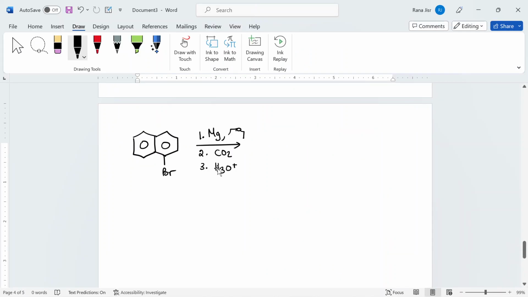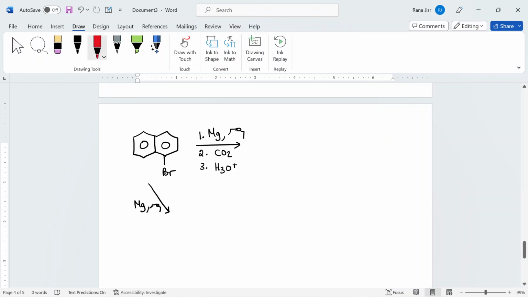This is called a multi-step reaction. This is step 1, step 2, and step 3. The way that you approach these reactions, you go one step at a time. For every step, you write the product for the reaction. So let's go with step 1. We are doing magnesium in the presence of diethyl ether, and this is how we make our Grignard.